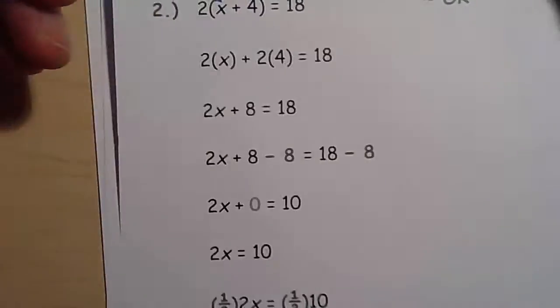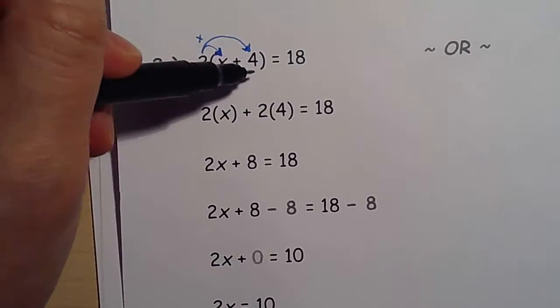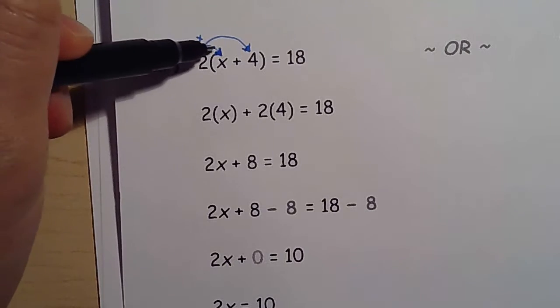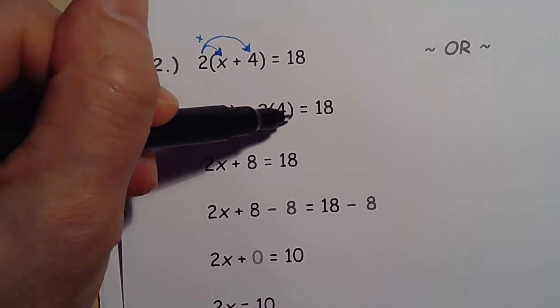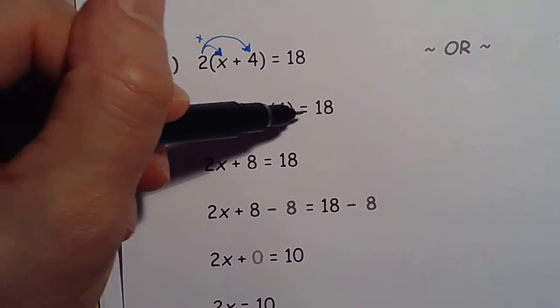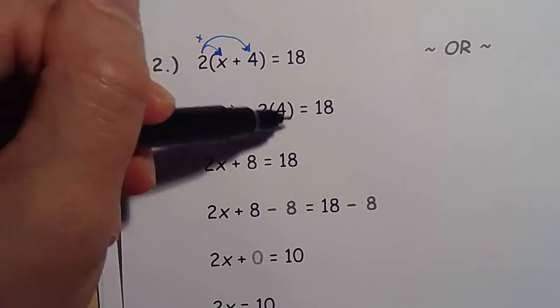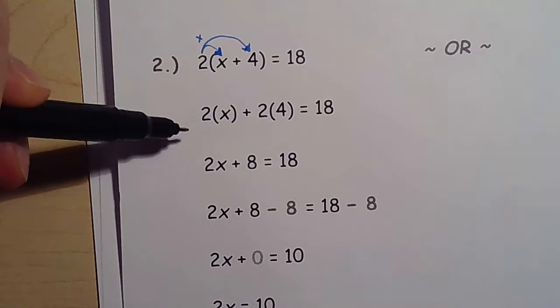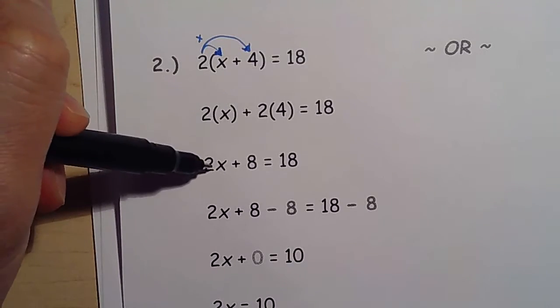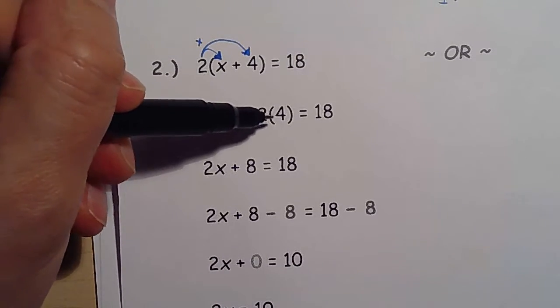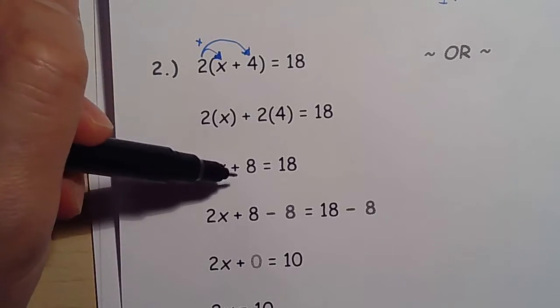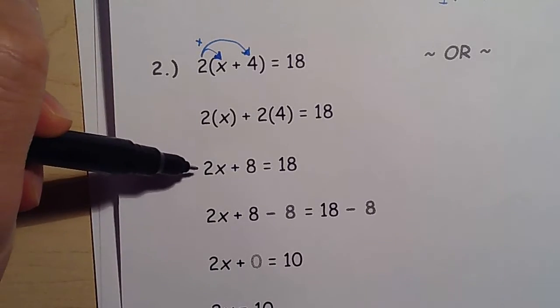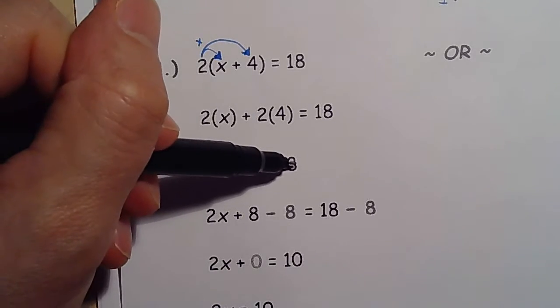Let me zoom in a little. Plus 2 times 4. And then equals 18. We just brought that down. It stays the same. We're going to keep bringing it down if we don't do anything with it. Now 2 times x is just 2x. And then we have 2 times 4. We could do that, so we're going to do that. 2 times 4 is 8. We're left with 2x plus 8 equals 18.